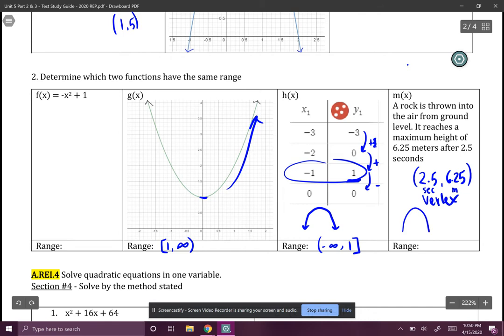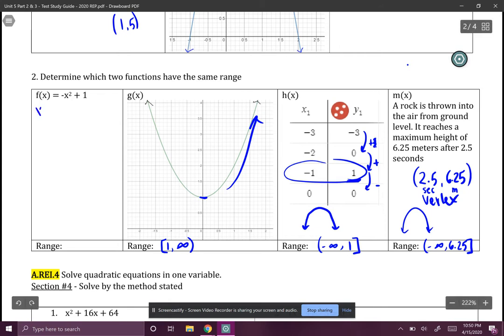So this parabola is going to look like this, because if we were to literally throw a rock, this would be the pattern. So our lowest y value here is negative infinity, and our highest y value is 6.25. It looks like none of these ranges match so far, so this one must be the one that matches something. What can we figure out from this equation here?